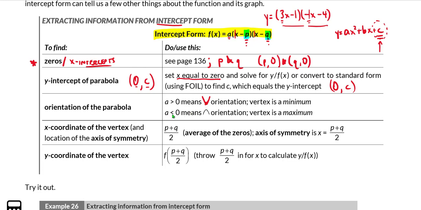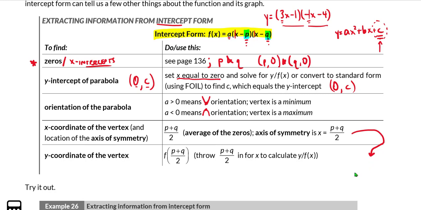And if a is less than 0, if a is negative, you have a downward facing or frowning orientation, meaning that your vertex is going to be a maximum. Now, speaking of the vertex, how do we get the x-coordinate of the vertex from intercept form? There are multiple ways to do this, but one of the easiest is to find your zeros and then average them. We need to go into a little detail about why that is.